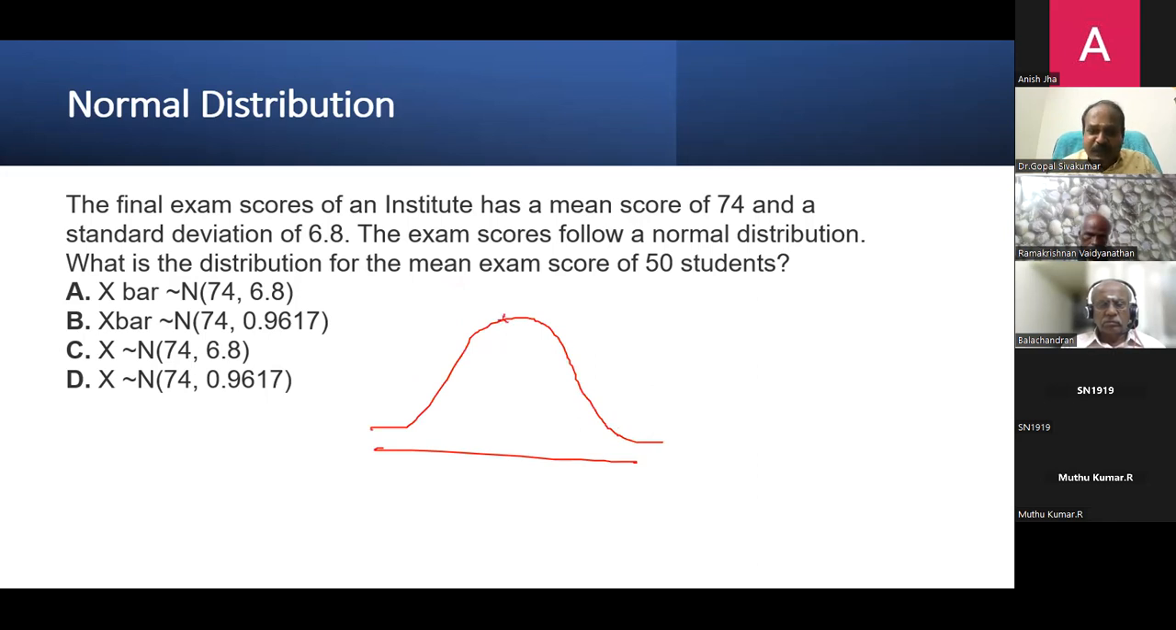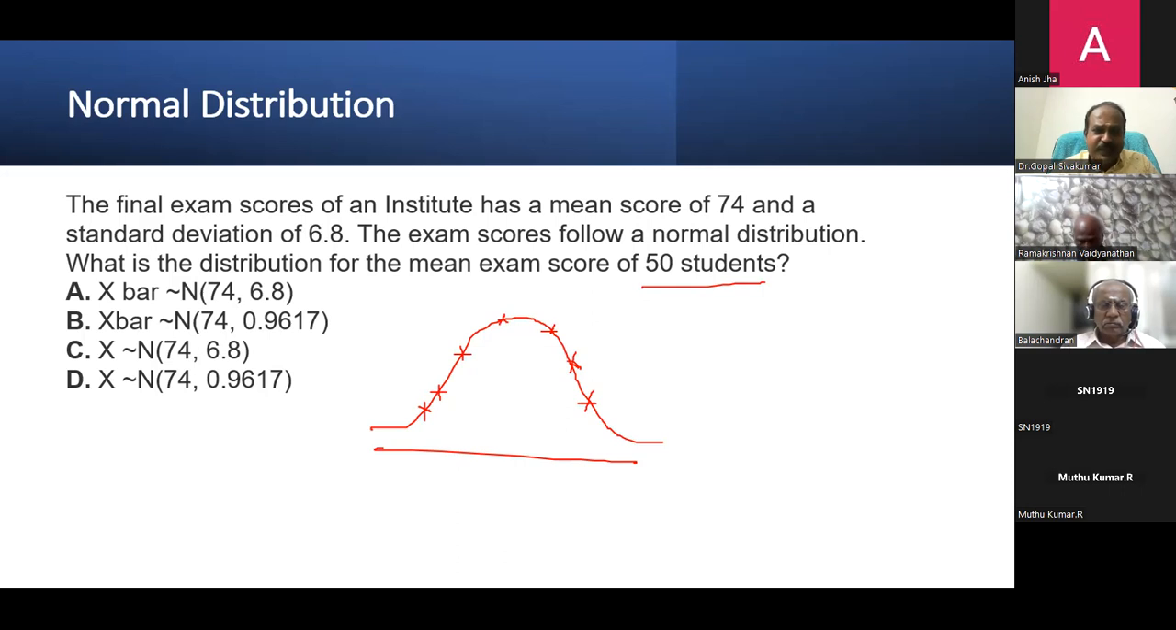Now, every point in this curve is an average. Am I right? First of all, this is a distribution of averages. All of you understand? Every time I choose 50 students, 50 students together is a subgroup. If I randomly choose 50 students and calculate the average, it will be one of the stars here. If I continuously monitor the average, how will the average move?